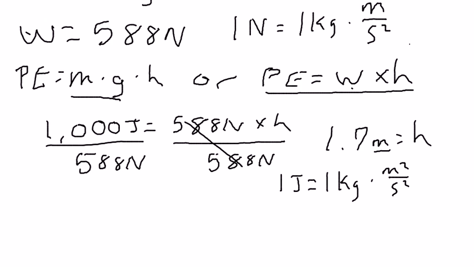So it looked something like this. 1 kilogram times meters divided by seconds squared. Now, you're able to see that we have some like units that we can just get rid of. So we had kilograms, those are the same unit. We have seconds squared, and we have seconds squared. And then we have meters and a meter. But in this case, we're left with a single meter. So our final unit was indeed in meters. So 1.7 meters was equal to the height.